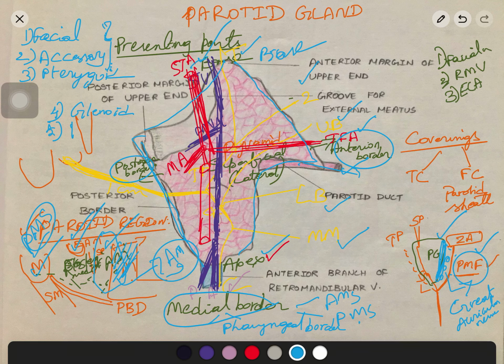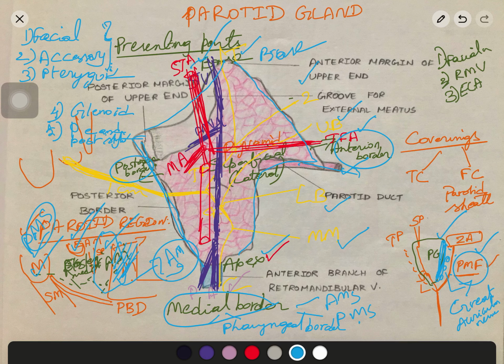Fourth is the glenoid process. Glenoid means towards the external acoustic meatus, so it is in the upward direction. Fifth is the pre and post styloid process. It is deeper. The styloid process is lodged in a groove in the parotid gland. The part of the gland in front of the groove is called the pre-styloid process, and the part behind this groove is called the post-styloid process.